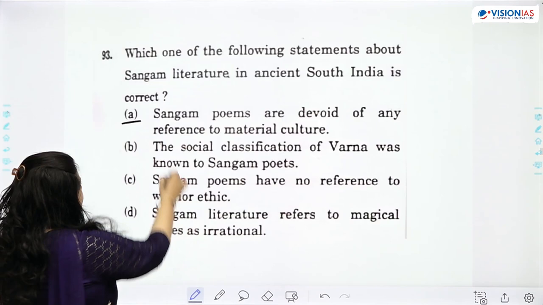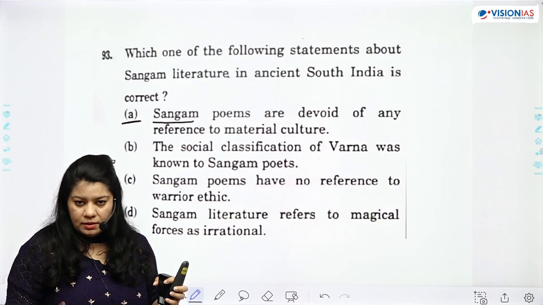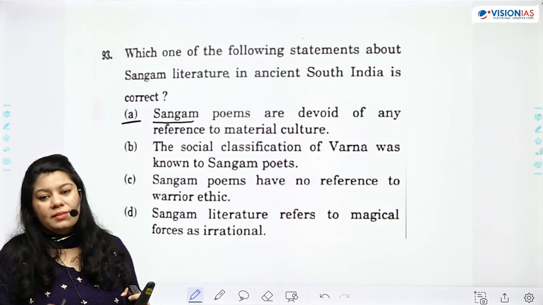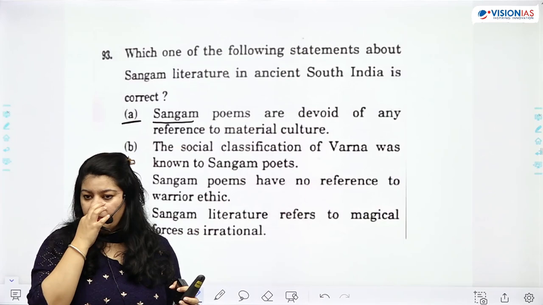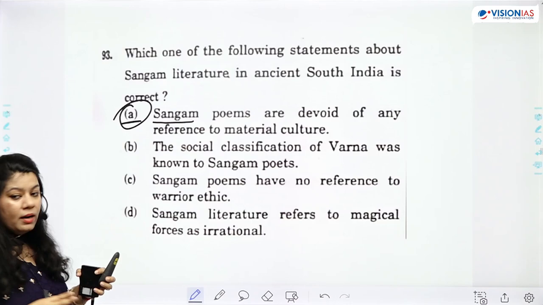So first statement says, Sangam poems are devoid of any reference to material culture. Now, what is material culture? Material culture is the evidence which you gain from any literature regarding their seals, pottery, economy, right? Definitely, there has been a question even in your mains that Sangam literature gives you more knowledge about socio-economic history than political history, right? So if someone knows something around that, the A statement would have been marked wrong, right?